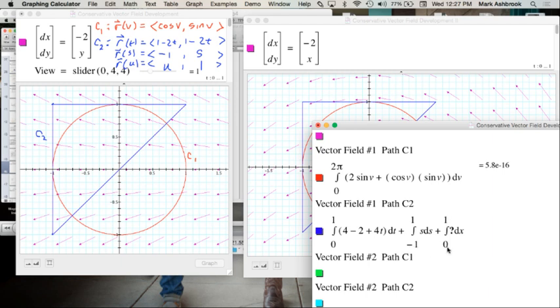Last leg of the trip. We're going to go from negative 1 to 1. And so we're going to have negative 2 times 1 plus 1 times 0. So negative 2 d, what do we call that? du?